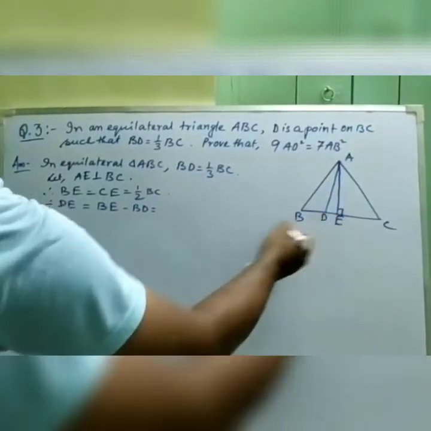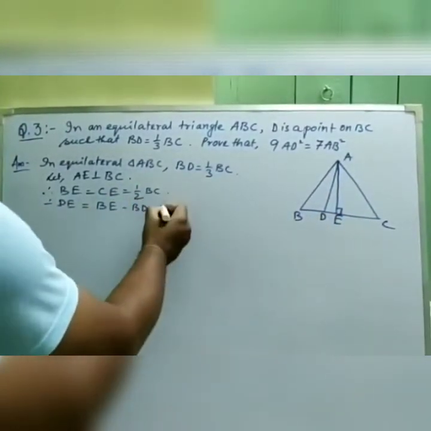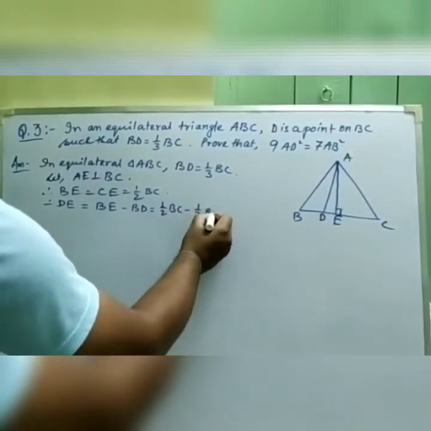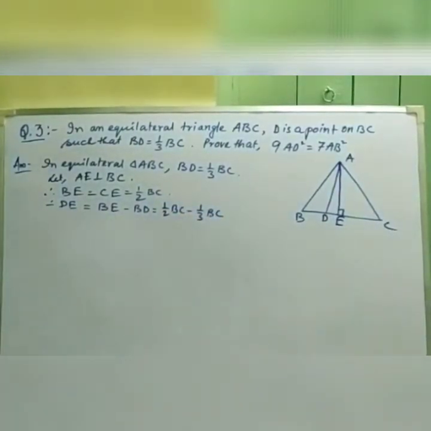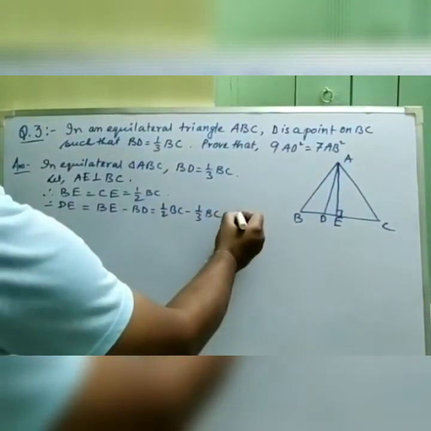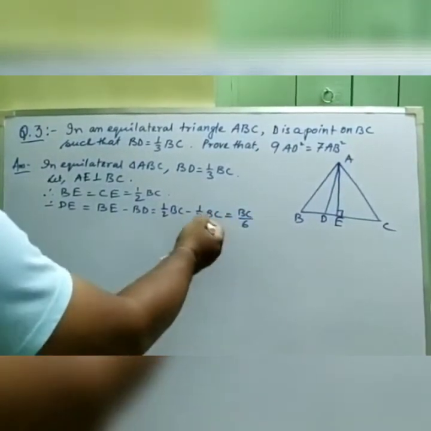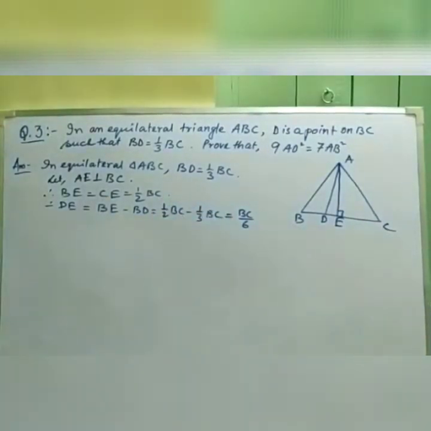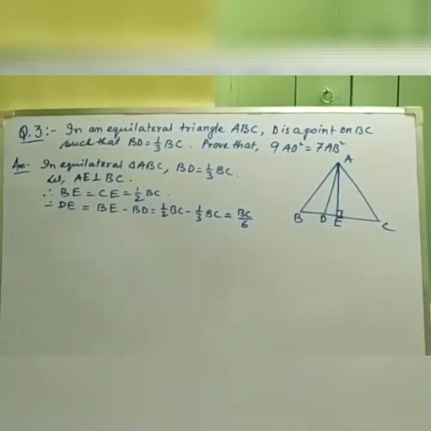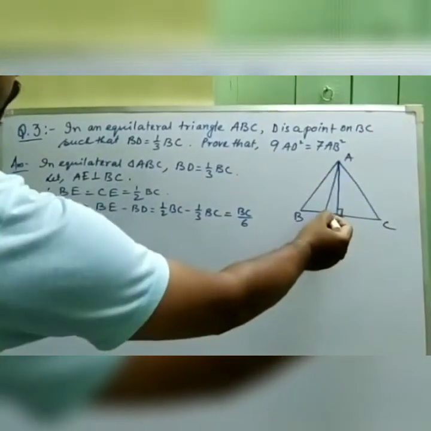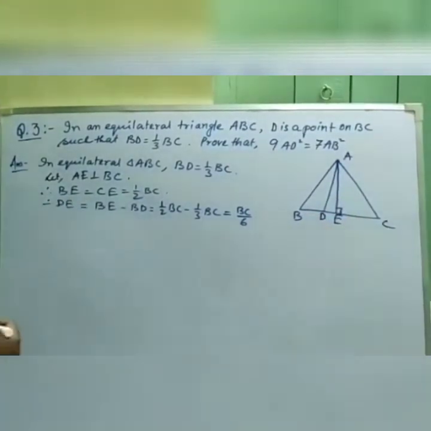BE minus BD becomes DE, and we have the value BE is half of BC minus 1/3 of BC. Okay, so by calculation we are getting BC by 6, because 6 is the LCM of 2 and 3, and 3BC minus 2BC gives 1BC. So BC by 6 is DE. Okay, now you can see that in triangle AED, angle AED is 90 degrees.